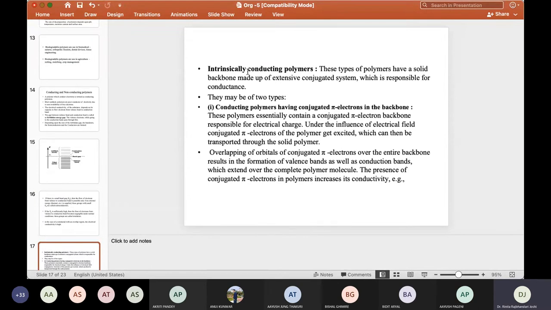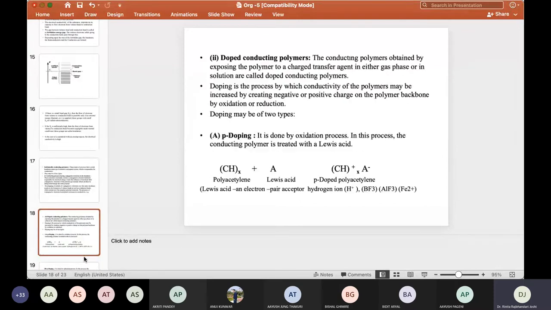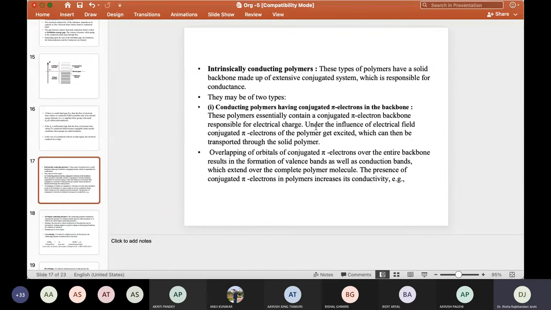Conducting polymers can be classified as intrinsically conducting polymers and extrinsically conducting polymers. In the case of intrinsically conducting polymers, these polymers have a solid backbone made up of an extensive conjugated system, which is responsible for conduction. These intrinsically conducting polymers can be conducting polymers by themselves, or they can be made so by doping. Any conducting polymer that has conjugated pi electrons in the backbone. These polymers essentially contain a conjugated pi electron backbone responsible for electrical charge.